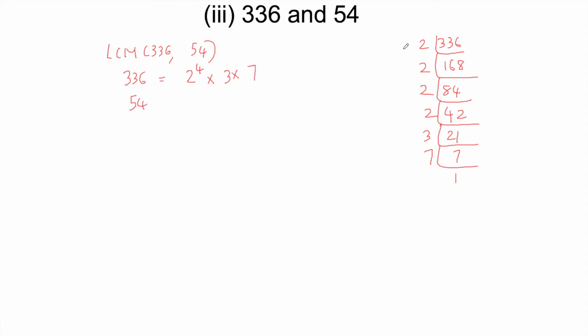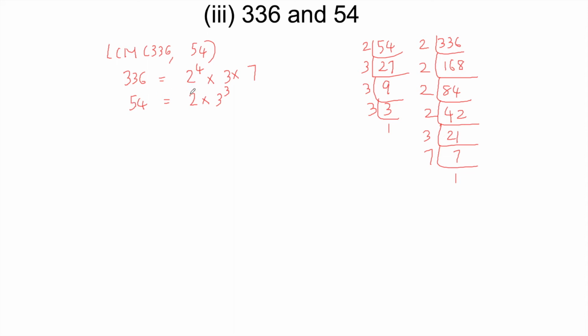Then 54. 54 by 2 is 27. 27 by 3 is 9. 9 by 3 is 3. 3 by 3 is 1. So we can write it as 2 into 3 cube. Okay, this is the prime factorization for 54.